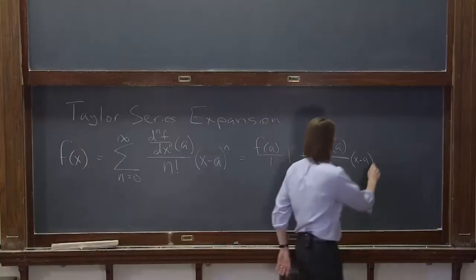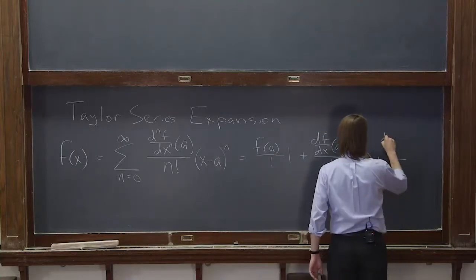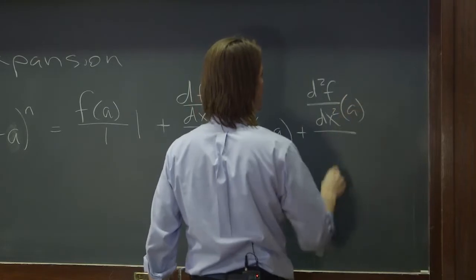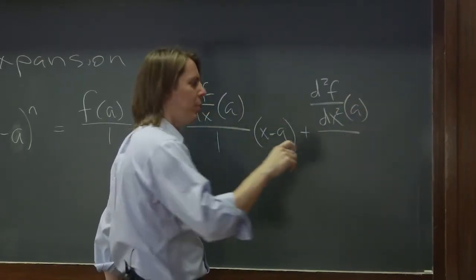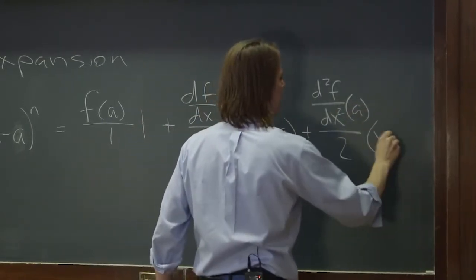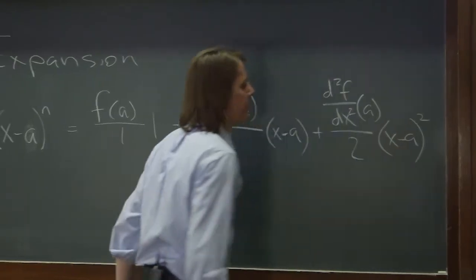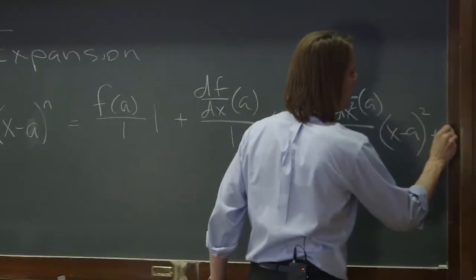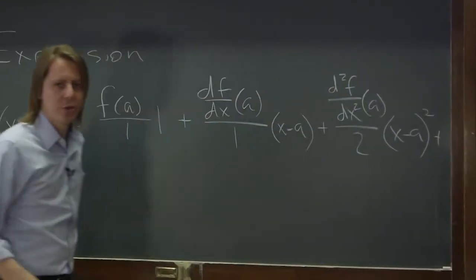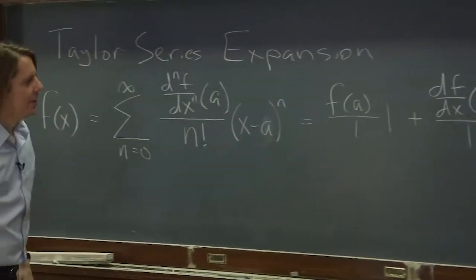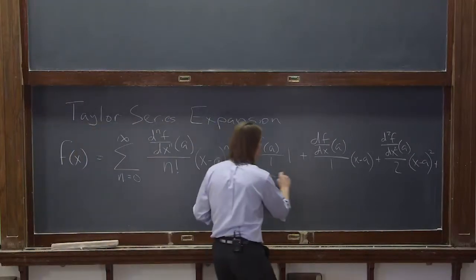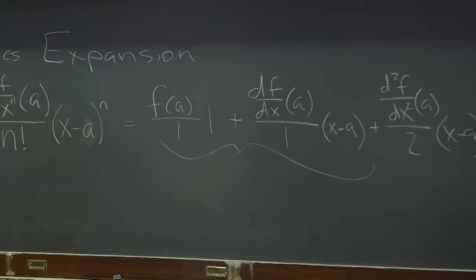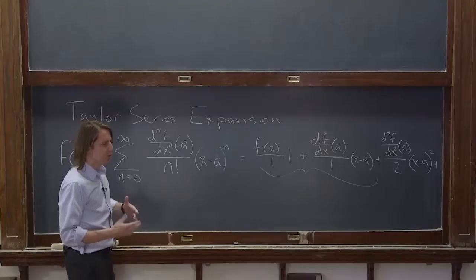And then you could keep going. Next would be the second derivative, d2f dx2, evaluated at a. 2 factorial, 2 times 1 is 2. X minus a squared. Now you have an x squared term. And you could keep going, plus, and then dot, dot, dot, and you could go on forever. Okay? So now maybe you're starting to see how we can use this to make something linear, right? It looks like that. What if we could just keep those terms? Okay? Let me show you what it looks like when you really do this.